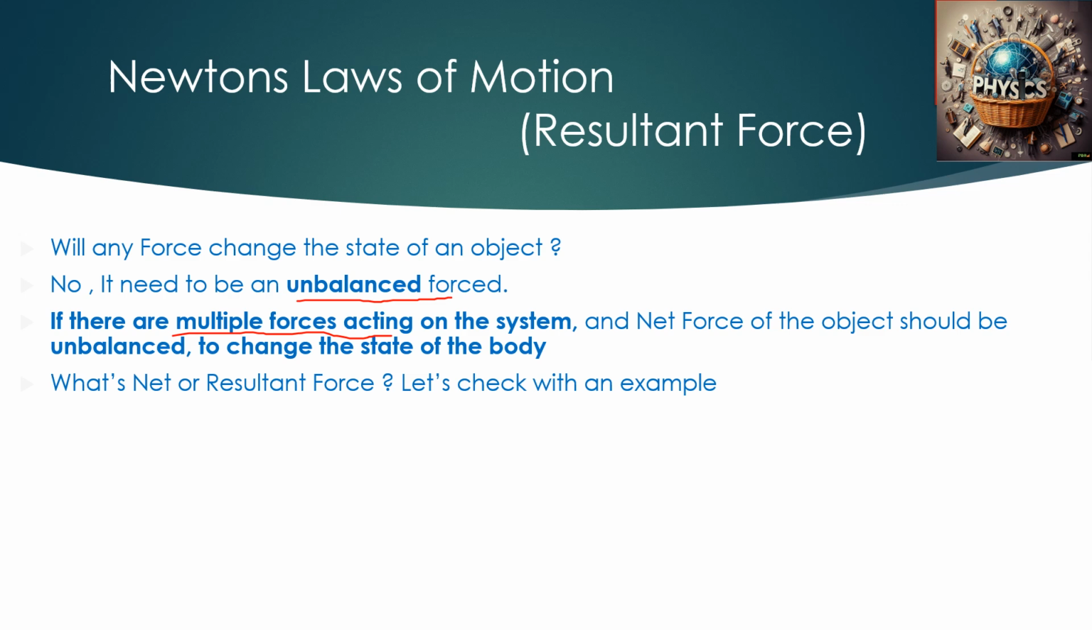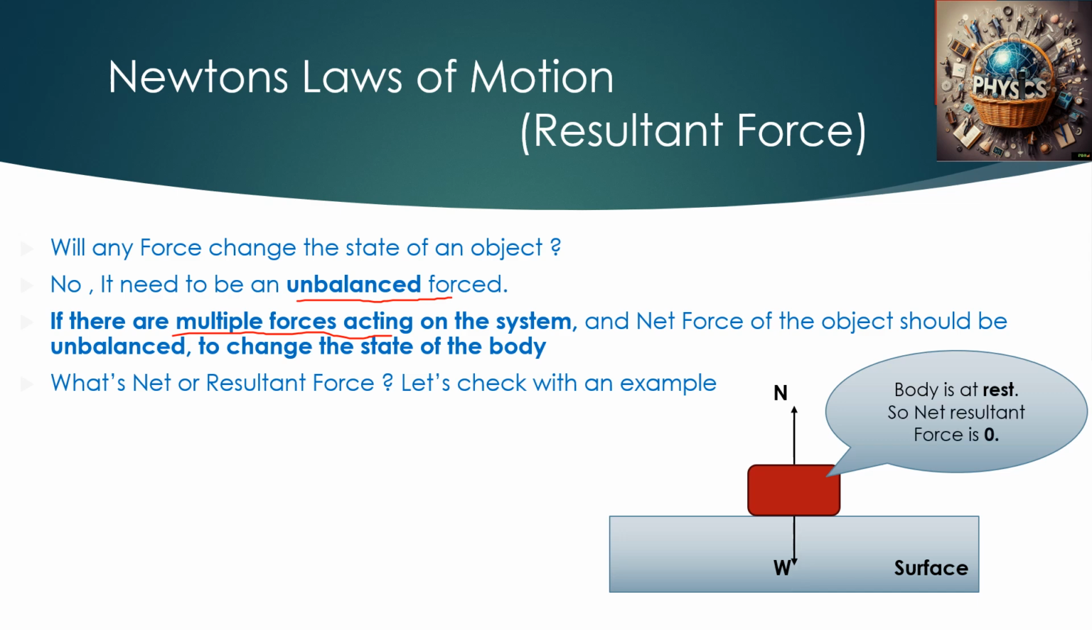Let us try to understand this with an example. Let's see, this object is basically resting on top of a surface, and we see there are forces acting on this body: its own weight, which is due to the gravitational force of attraction of the earth downwards. So the weight is acting downward, and since it is on top of the surface, the surface also exerts a force in the opposite direction, which is nothing but the normal force.